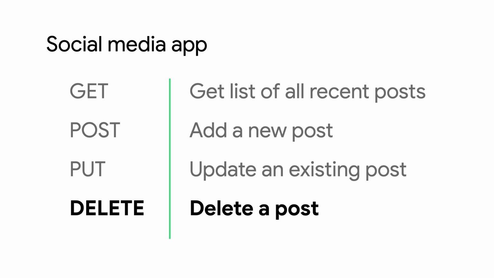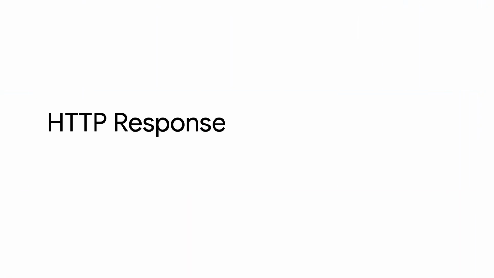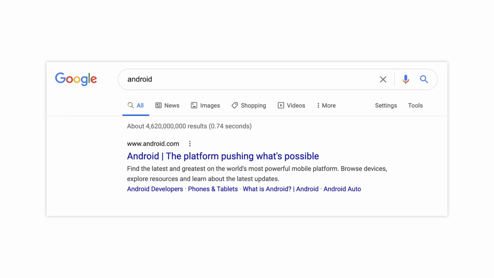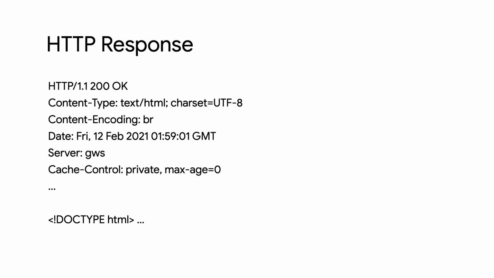All right, those are the key points to note for an HTTP request. Let's move on to the response now. When the server is done processing the request, an HTTP response is sent back. That's how the web browser, for example, is able to show the results for a search term. Here's what the HTTP response for the search request could look like.